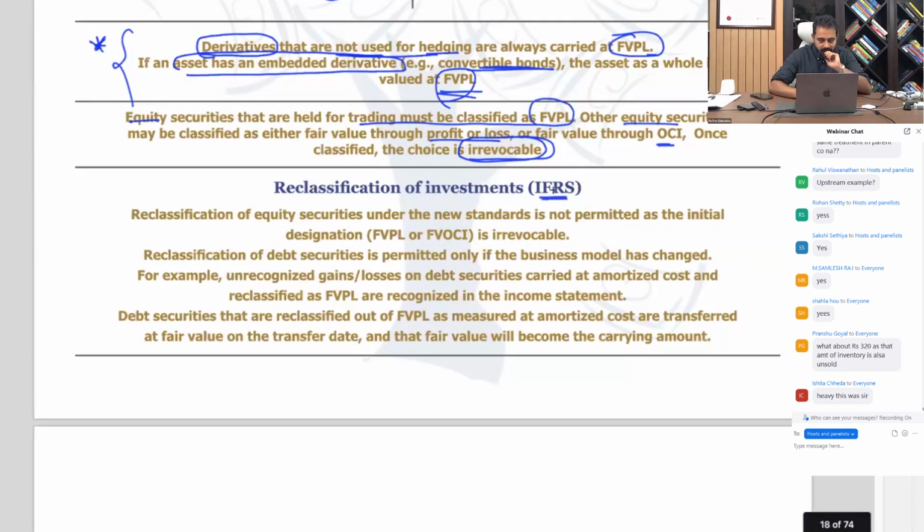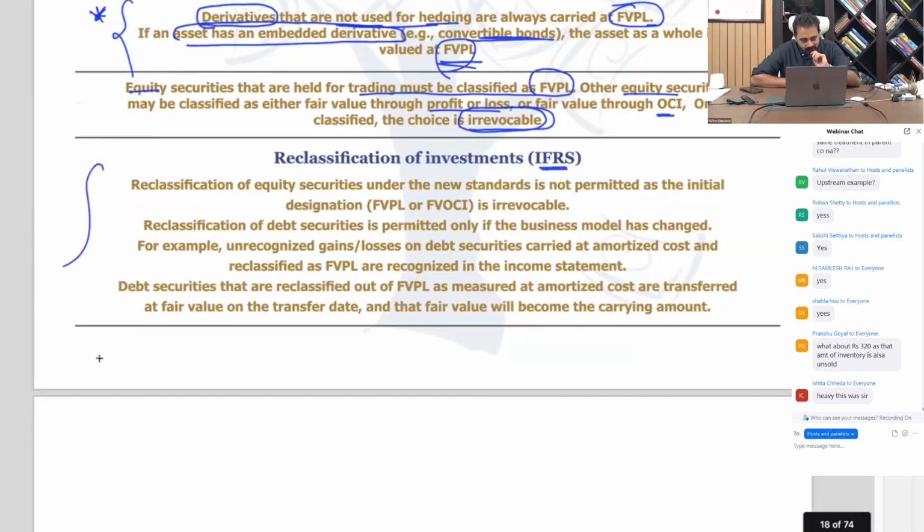Then reclassification. It's a little heavy, but again, my recommendation, write it on a post-it and revise it. If a question comes, a lot of level 2 candidates are going to get this wrong. It becomes your competitive advantage, right? It's a little bit memory heavy, but you need to memorize this. So reclassification. Reclassification of equity under the new standard is not permitted. We just discussed, choice is irrevocable. So that is okay. Reclassification of debt is permitted only if the business model has changed.